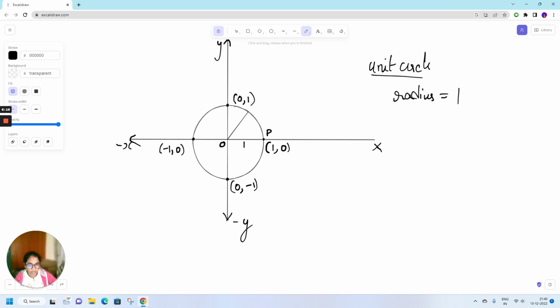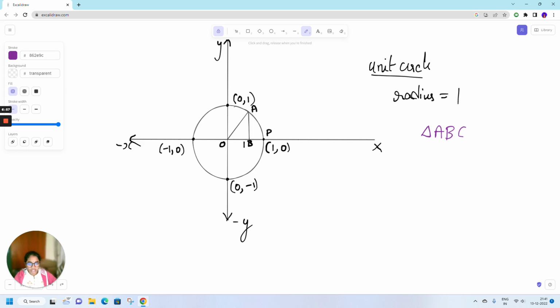Now here I took some other radius, say I'll name this OA. Let me draw a perpendicular from A to the x-axis. I'll name this point B. As you can observe, triangle OAB is a right angled triangle, right angled at B. Agree?